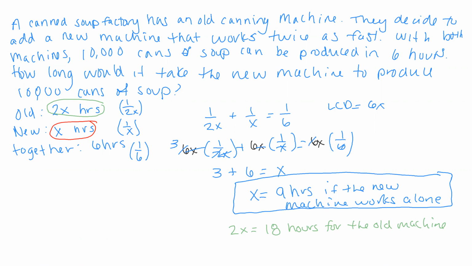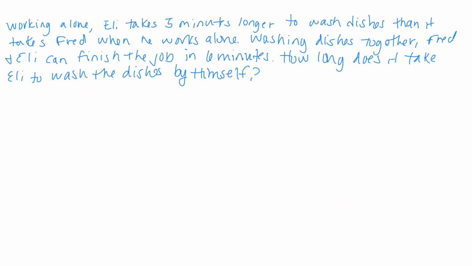One more example. So in this example, we have 2 people doing dishes. So working alone, Eli takes 5 minutes longer to wash dishes than it takes Fred when he works alone. Washing dishes together, Fred and Eli can finish the job in just 6 minutes. How long does it take Eli to wash the dishes working by himself? So let's do a little work here.